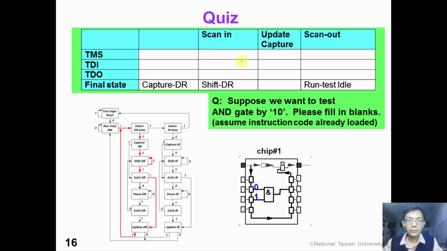So now it's time for you to work on this quiz. Given this chip, if we want to apply a test pattern of 1, 0, please fill in the blanks and perform the INTEST. Now please pause the video and do this exercise.